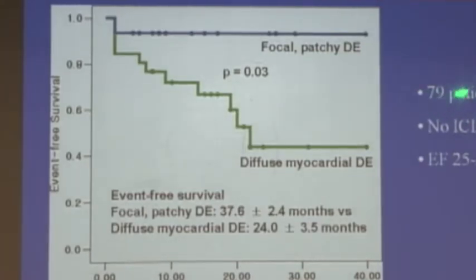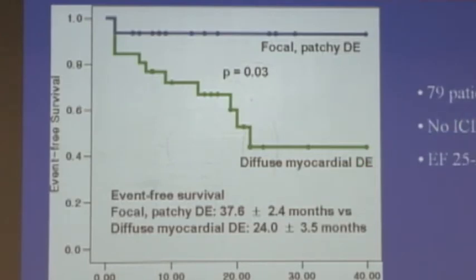But then the study by Cho et al. a little later had 79 patients. They did not have ICDs, and they had very compromised left ventricular function, with an EF below 30%. They looked at patients that had focal patchy delayed enhancement, which really wasn't a lot of it, and patients that had diffuse myocardial delayed enhancement. On this vertical axis is event-free survival over a follow-up period of a little over 3 years. Interestingly, the patients with very little scar, or just focal patchy delayed enhancement, did quite well. But the patients that had diffuse myocardial delayed enhancement didn't do so well at all.